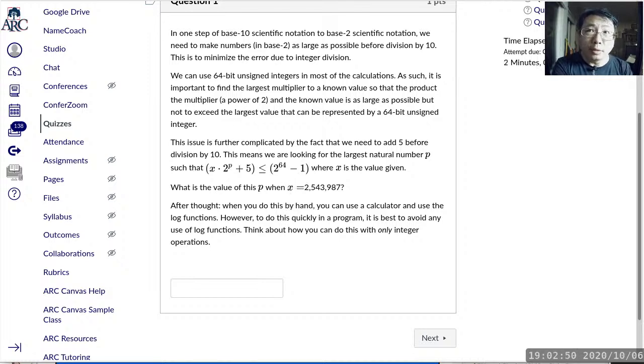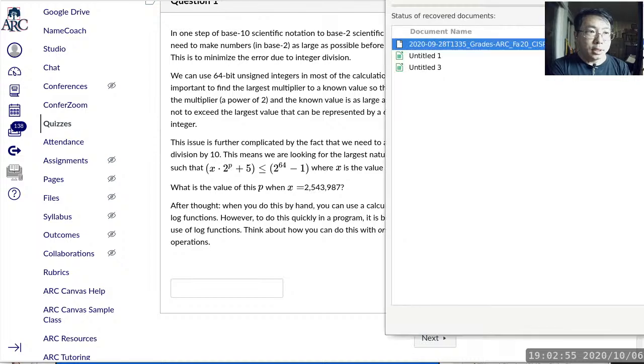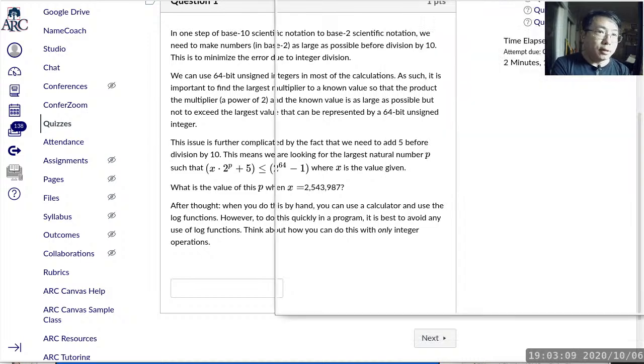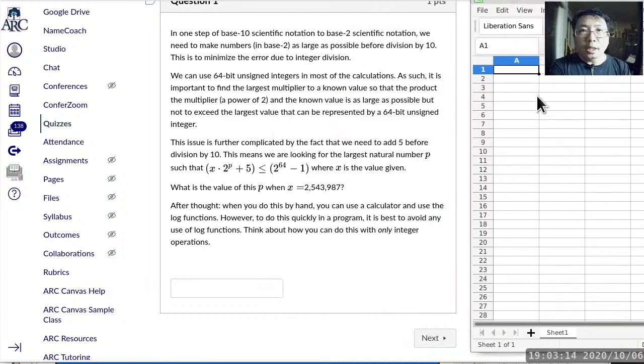All right. So this one is not too bad, okay? Because let me show you one way to do this, which I think is just as legitimate as any other way. But some people may look at this and go, that doesn't look very efficient. But efficiency is not really the big deal here, because what we want to do is to get a sense of how these values work. So I'm just using a spreadsheet, and I will express x over here, and it's 2543987.